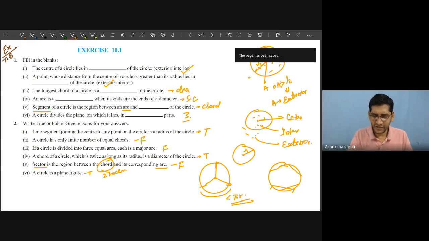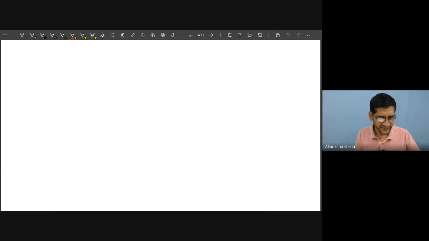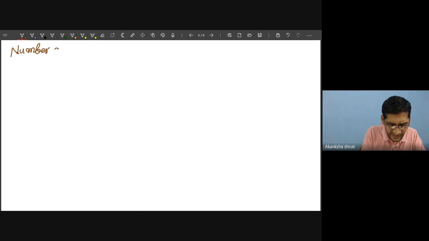Okay, so this was all about this exercise. So these are very easy. You have to do it. Now let us go for the next part, another just 10 minutes, where we will learn about how many circles can be drawn through a point. So circles and tangents. Students, let us take the number of circles.